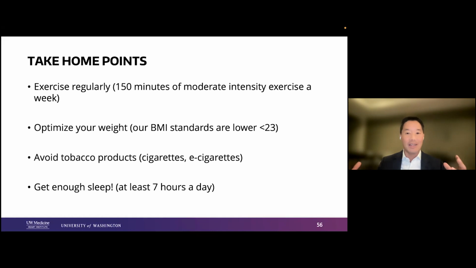I will also say that if you can't achieve that, something is better than nothing. So even if you do 50 minutes, your risk of having a heart attack or dying is lower than somebody who's at 20 minutes. So there is somewhat of a linear relationship between the amount of exercise and cardiovascular outcomes. Optimization of weight through some of the things we mentioned, including diet, exercise, avoiding tobacco products, and I mean all tobacco products, whether it's e-cigarettes or regular smoked cigarettes, and then getting enough sleep.